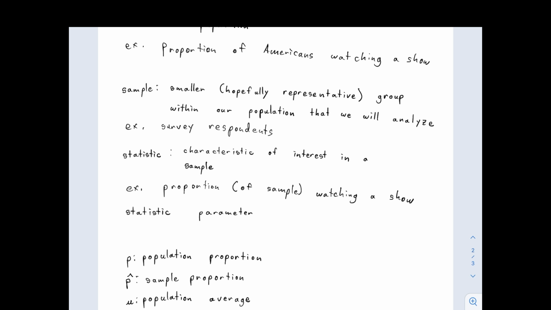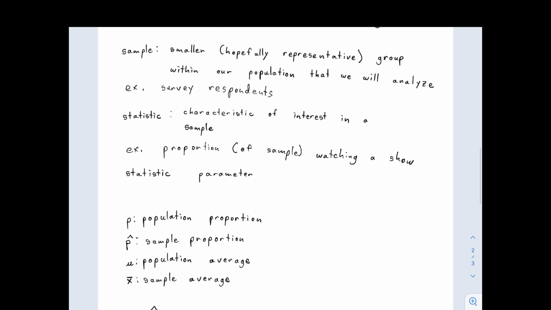I plan to come back to this concept more thoroughly in the future, but for now, here are a few key things to remember. In most scenarios, a symbol with a hat on it, like this one here, is a statistic. The same symbol without a hat on it is the true population measure or parameter, like we see here.